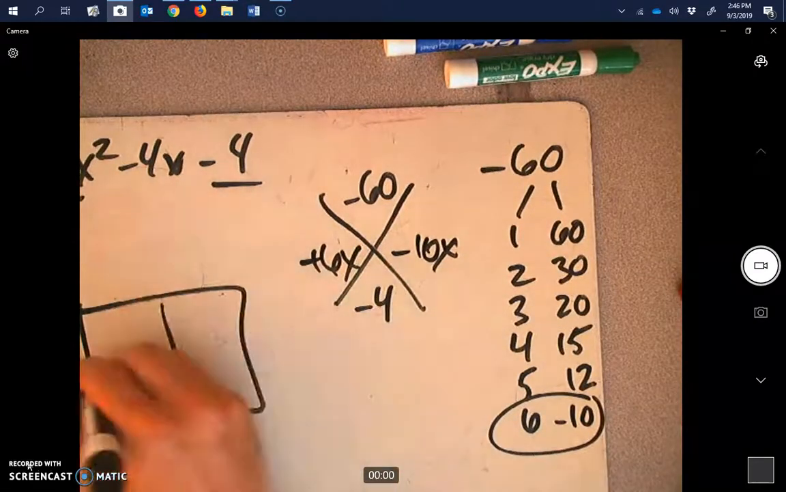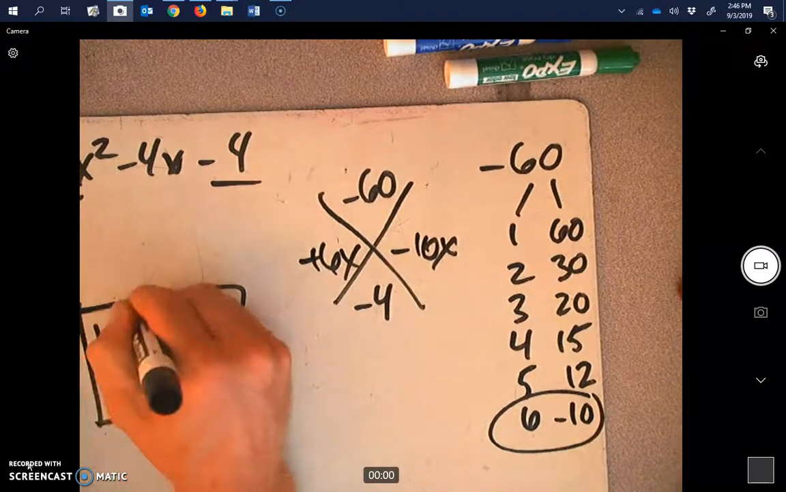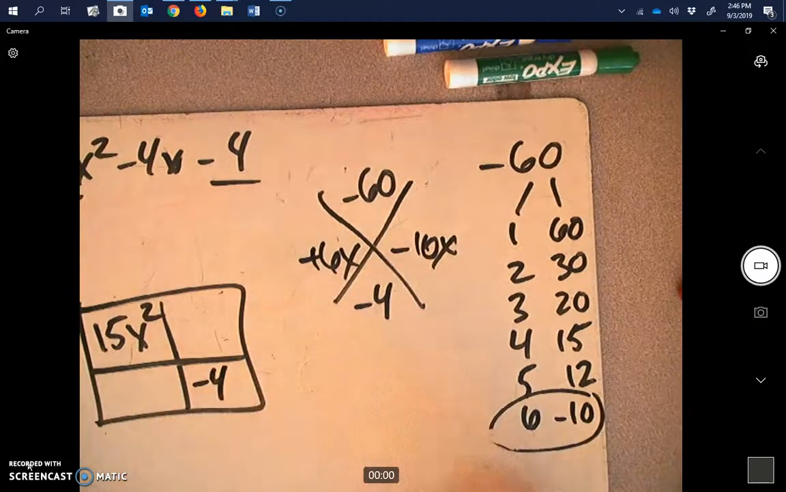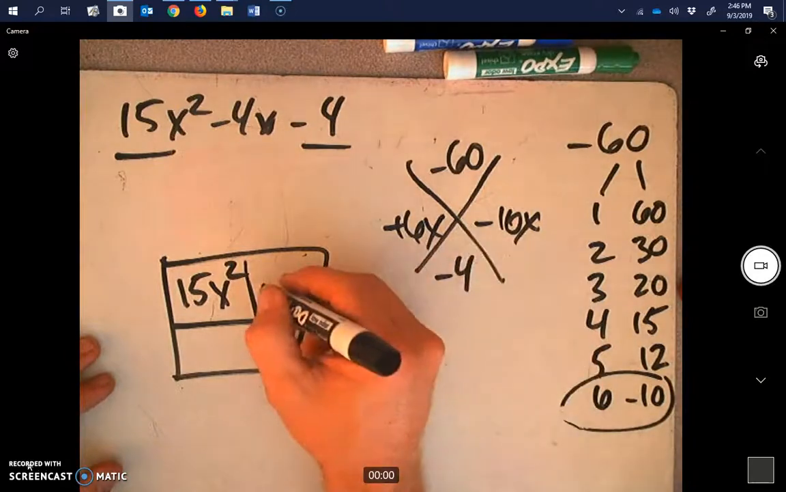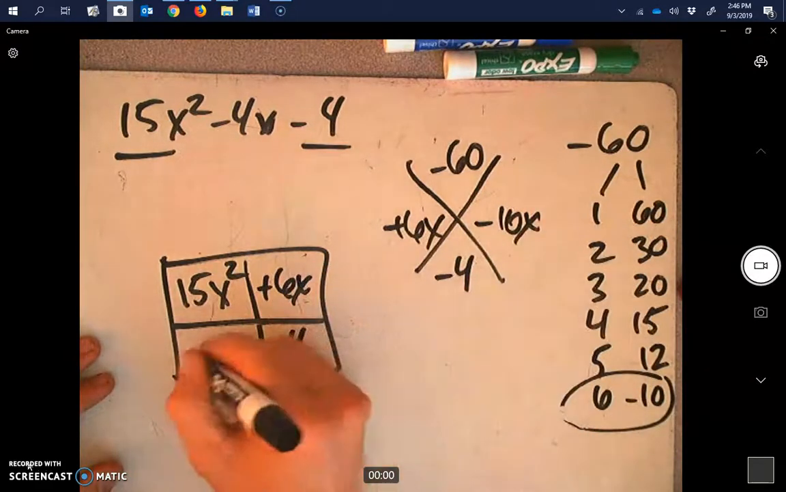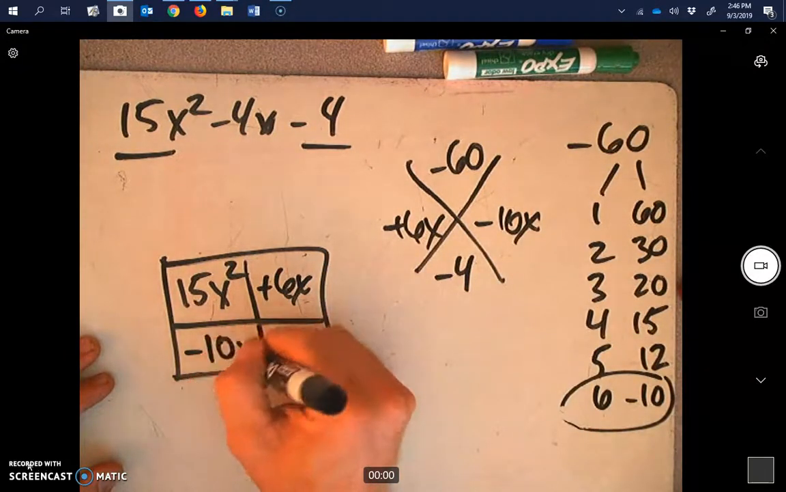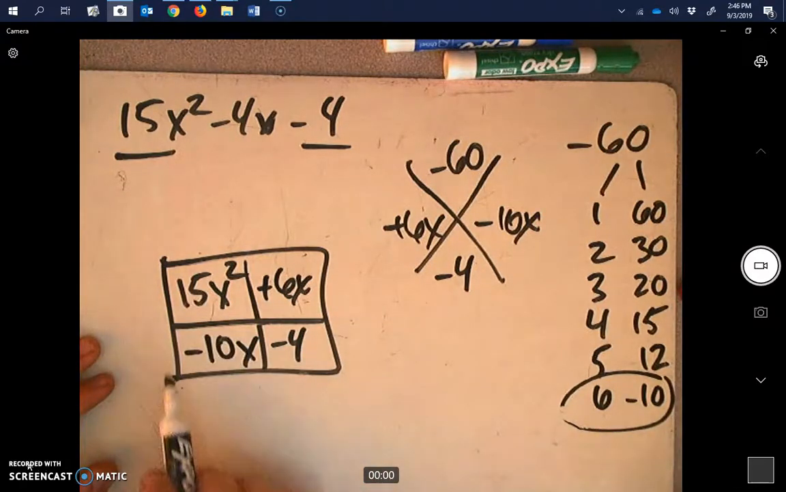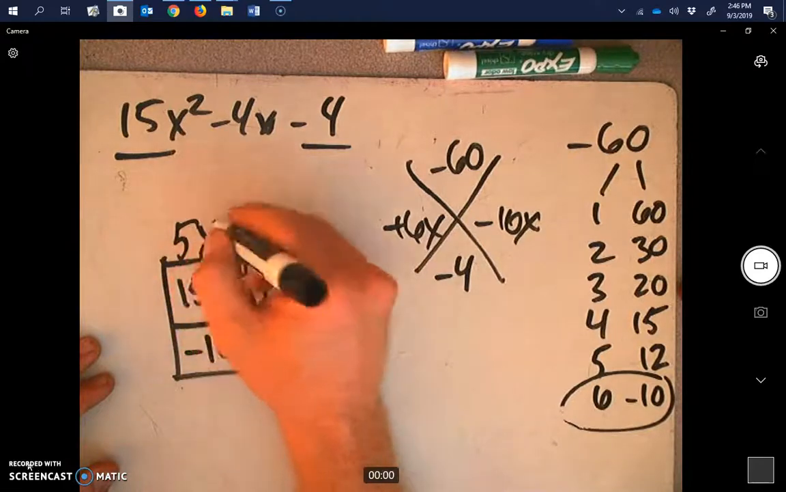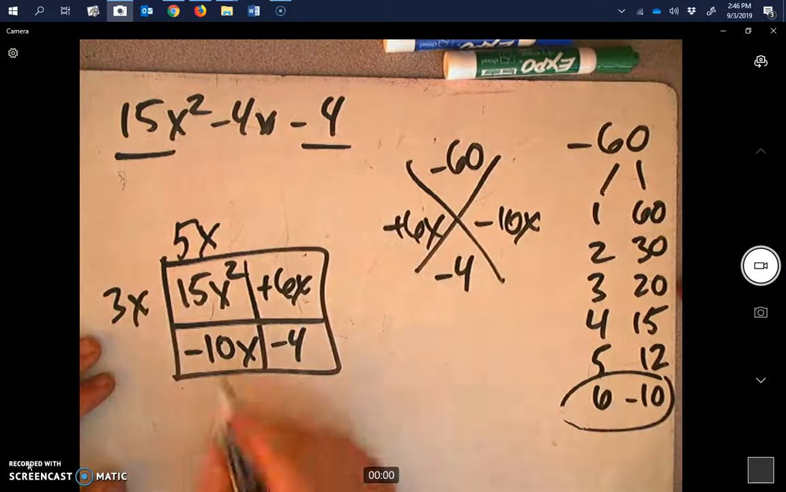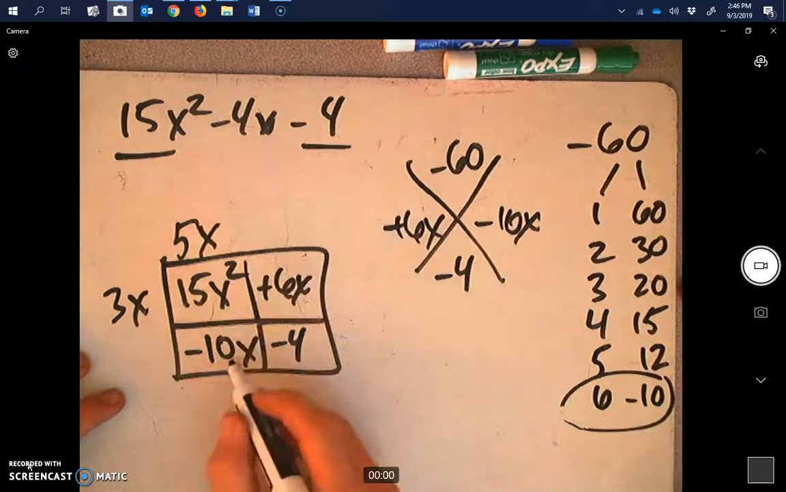Reverse box, we get 15x squared in here, negative 4 there. Sorry, off the board a little bit. These go in any order. Positive 6x, negative 10x. Go up. We can pull out a 5x. 5x times 3x. Coming down here, 5x times what's negative 10x?